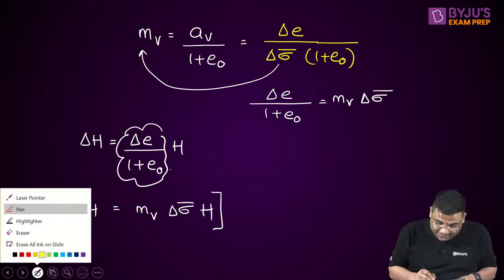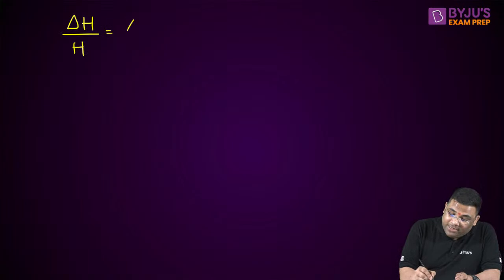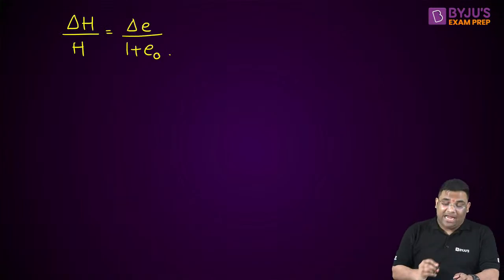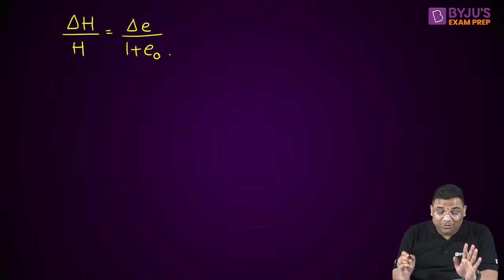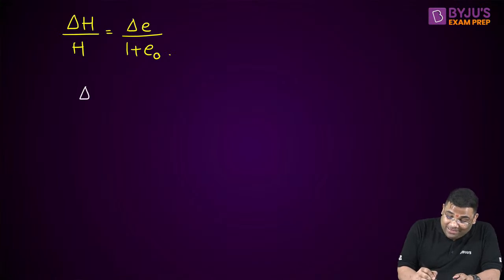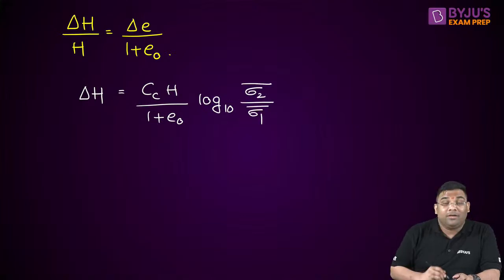We saw many things, but the summary is the most important equation is delta H by H is equal to delta e by 1 plus e naught. We cannot use this equation every time, because if you don't know the final void ratio, we cannot use this equation. So I can use the compression index and I get this formula, right? Using your compression index.